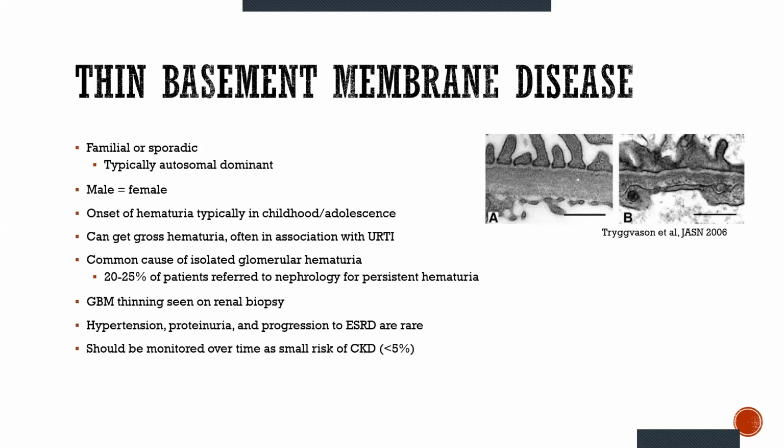And you can see this is an electron microscopy at the top. And at the bottom is where the endothelial cells are. So that's like the inside of the capillary. And then above that is the glomerular basement membrane, right here. And then these are the little podocyte foot processes. And so this is a normal glomerular basement membrane. And this is beside it one in thin basement membrane disease. And it literally just looks thin. And because of that, blood cells can kind of squeeze their way through.